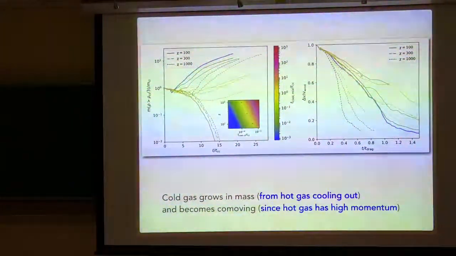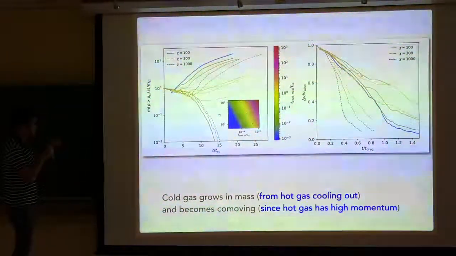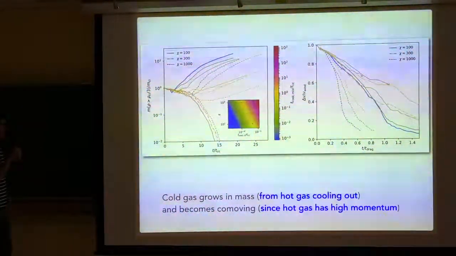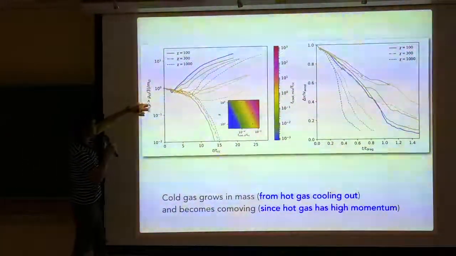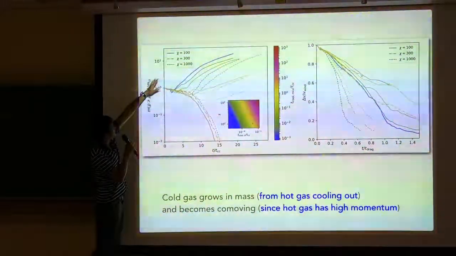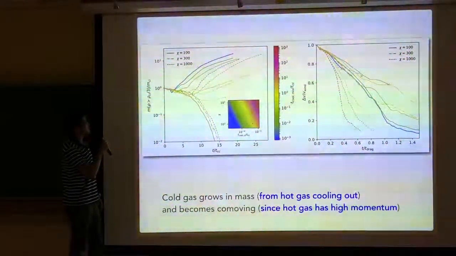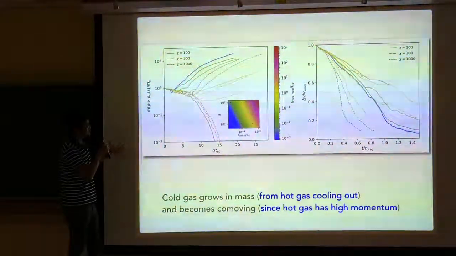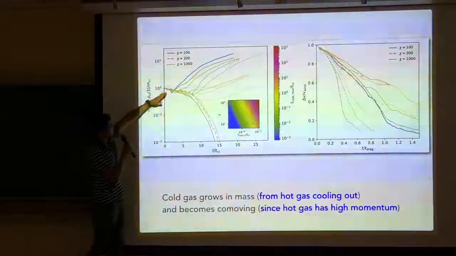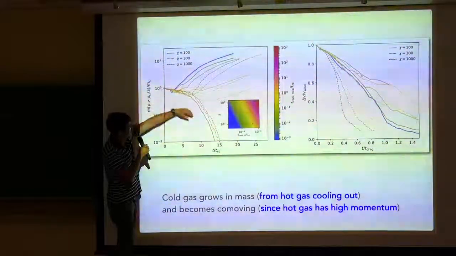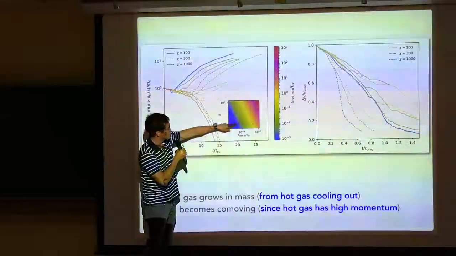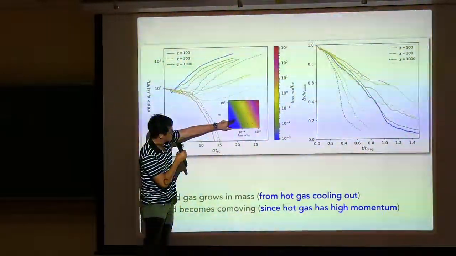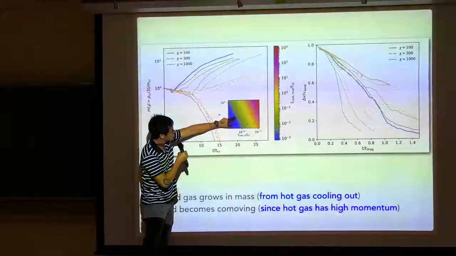Okay, so what happens in the end is that, to our surprise, the cold gas grows in mass. And this comes from hot gas cooling out. You can see it happens faster in cases where you have lower density contrast because the cloud crushing time is smaller. So this is very busy, but these things are basically color-coded in terms of the ratio of the cooling time at the mixed temperature to the cloud crushing time.